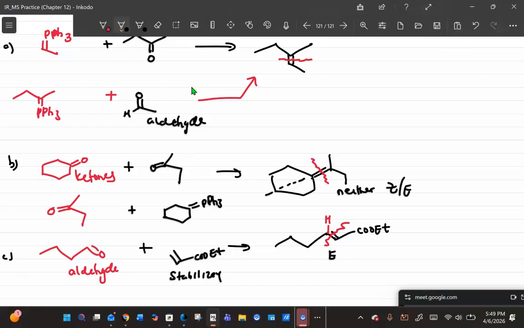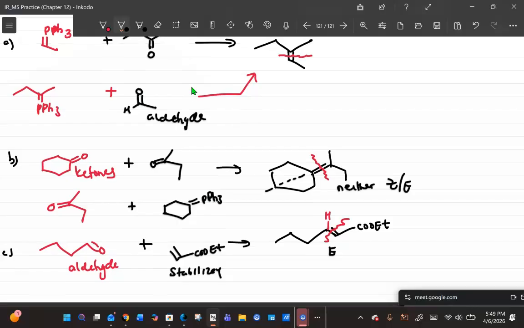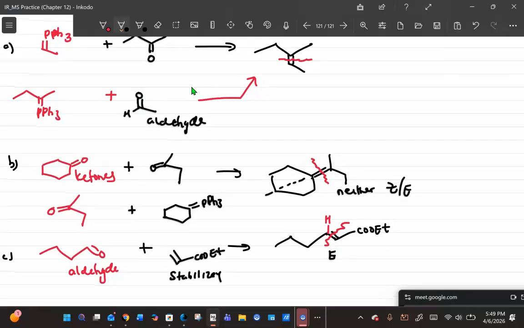This one, I mistakenly drew it as an E, but it's maybe the minor product of it. It's supposed to be a Z for A. So that's how you do it, and you realize for C there's no other way. You cannot draw the other way of making it. It's just only one way. You are restricted by the stabilized yield.